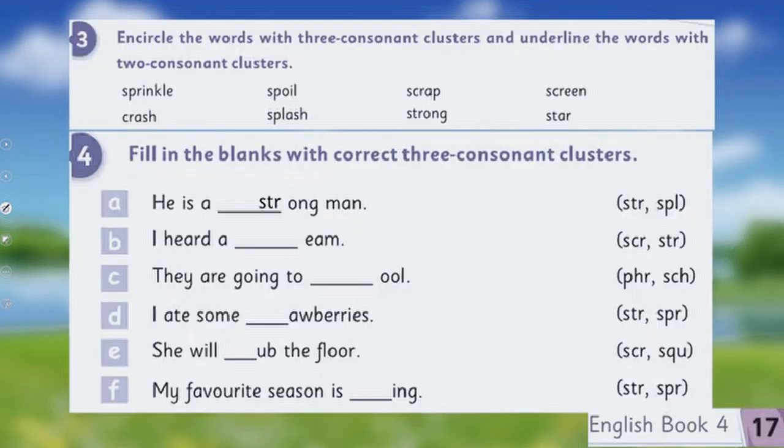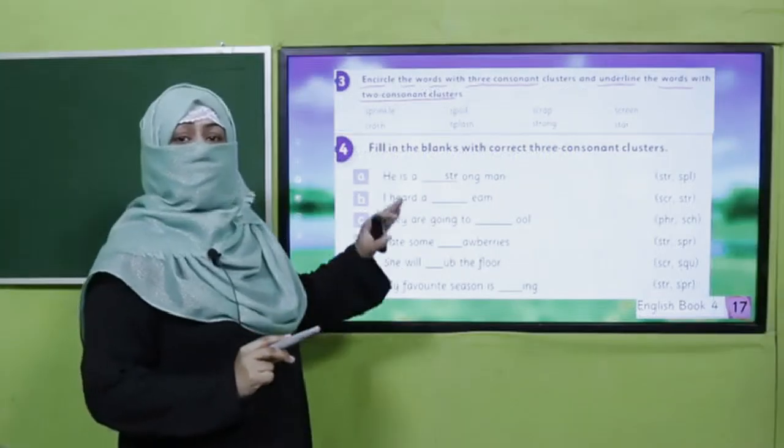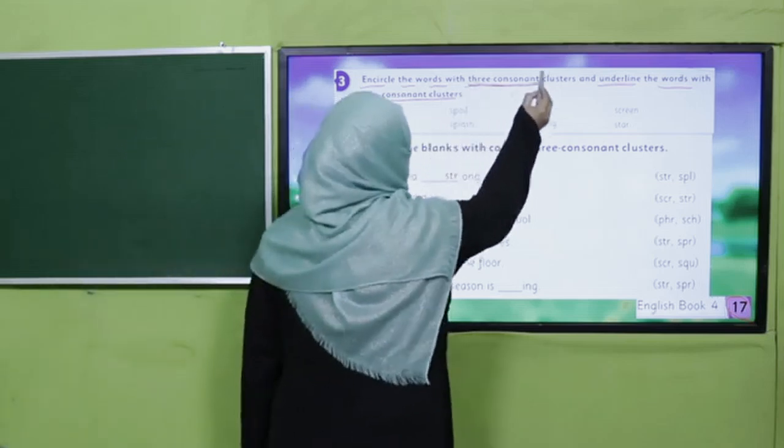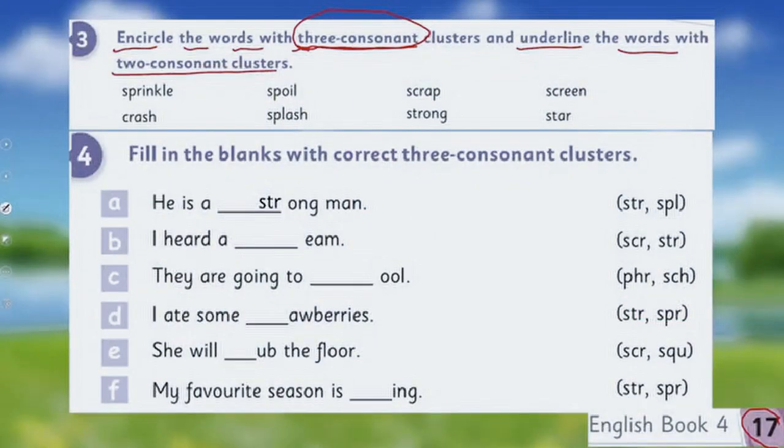All right, so it's time for practice. All of you, my dear students, on page number 17, there are two questions. In question 3, you will encircle the words with 3 consonants and you will underline the words with 2 consonants. So you have to be careful. There can be 3 or 2 consonant clusters in every word. So the word with 3 consonant clusters you will encircle, and with 2 you will underline.